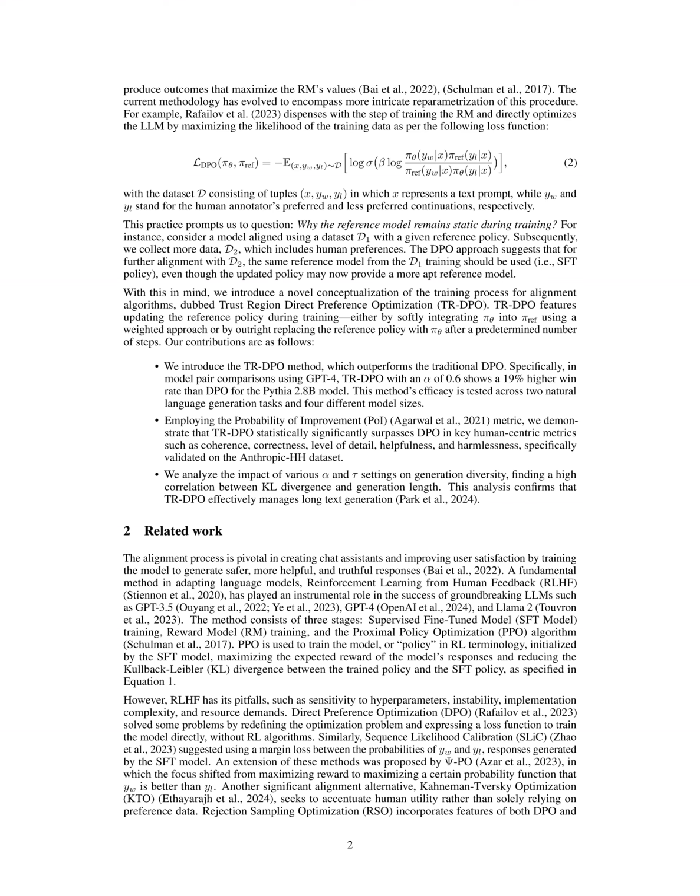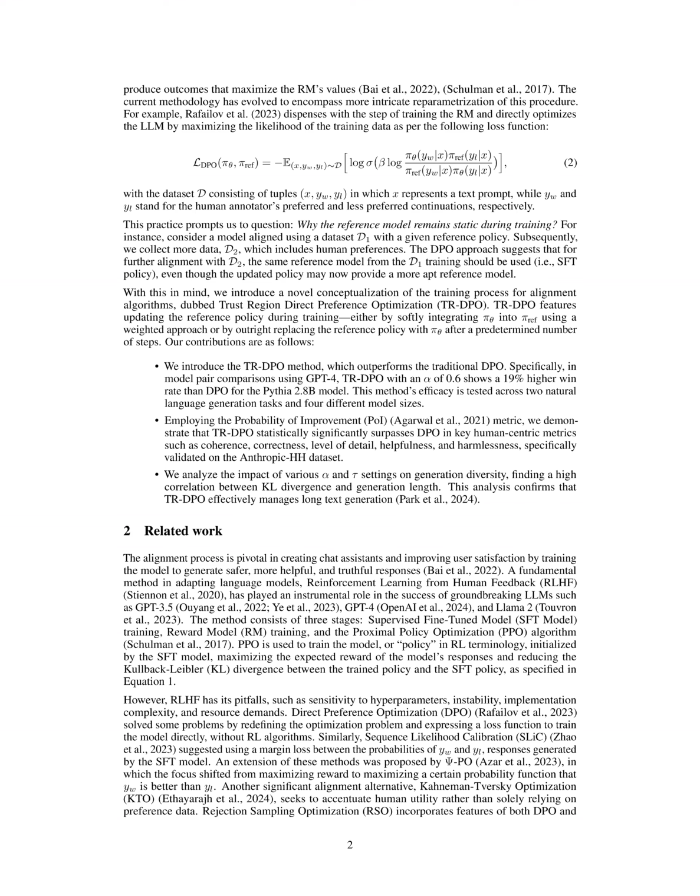This method's effectiveness was tested across 2 natural language generation tasks and 4 different model sizes. The probability of improvement (POI) metric was employed to demonstrate that TR-DPO statistically significantly outperforms DPO in key human-centric metrics such as coherence, correctness, level of detail, helpfulness, and harmlessness, specifically validated on the Anthropic HH dataset.